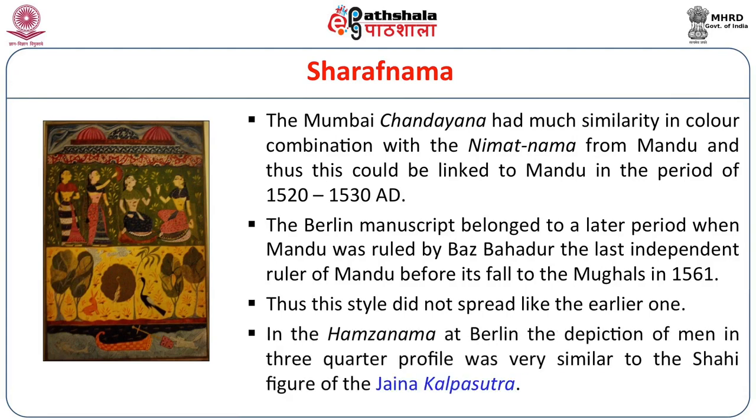In the Hamzanama at Berlin, the depiction of men in three-quarter profile was very similar to the figures of the Jaina Kalpasutra discussed earlier. So therefore, the third group actually tried to incorporate all the styles together and present it to its patron.